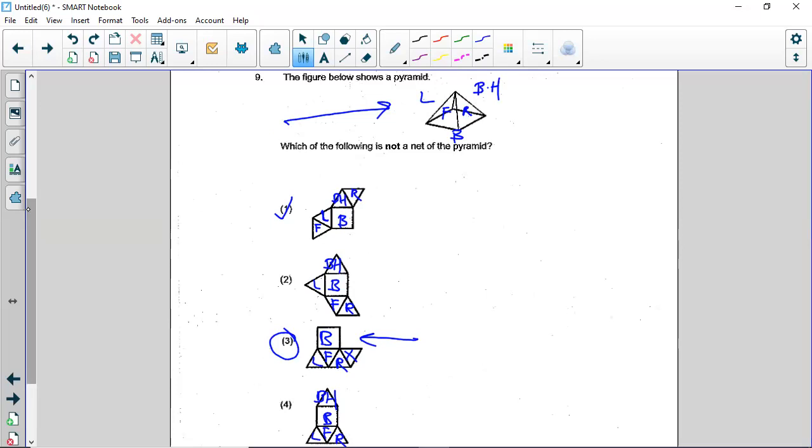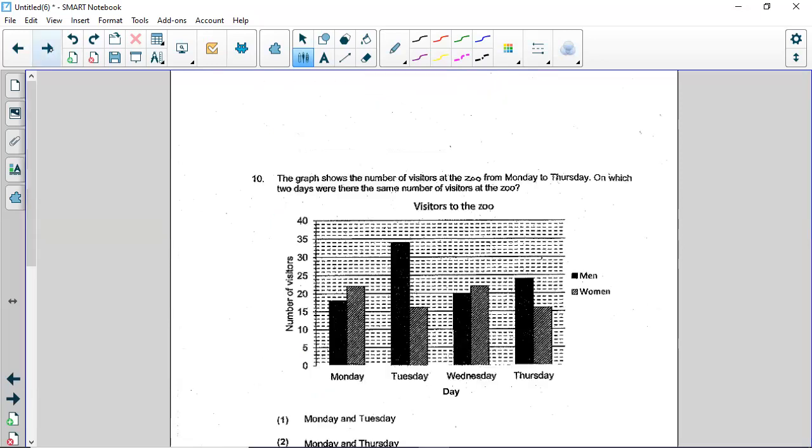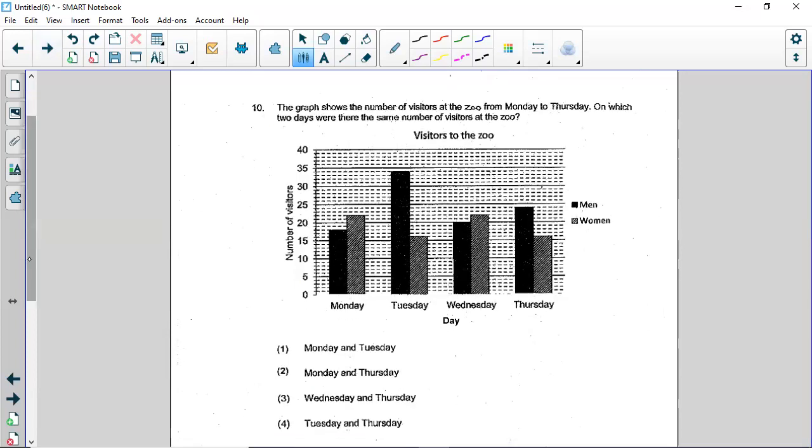All right, let's go to number 10. The bar graph shows the visitors from Monday to Thursday. Which 2 days had the same number of visitors at the zoo? You can see you have the men and the women every day. So you need to count the gaps: 1, 2, 3, 4, 5. So there are 5 gaps, which is 5. How do you get 5? 5 minus 0 is 5. So 1 gap is 1.